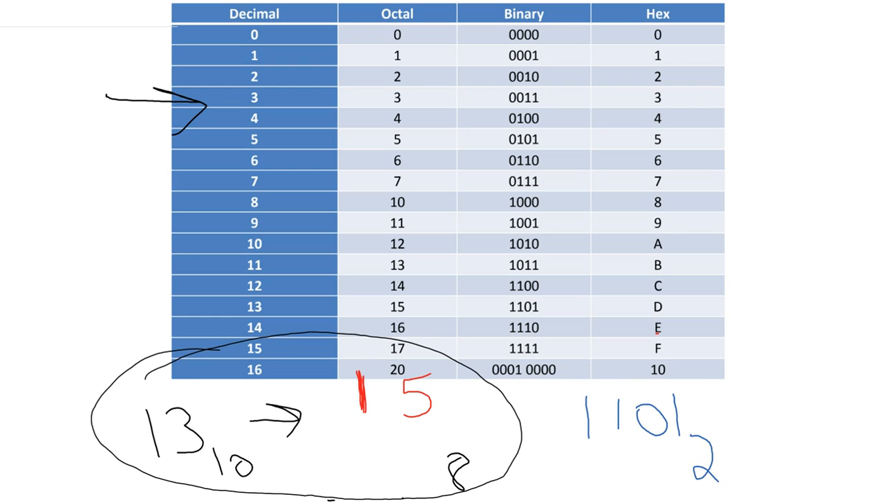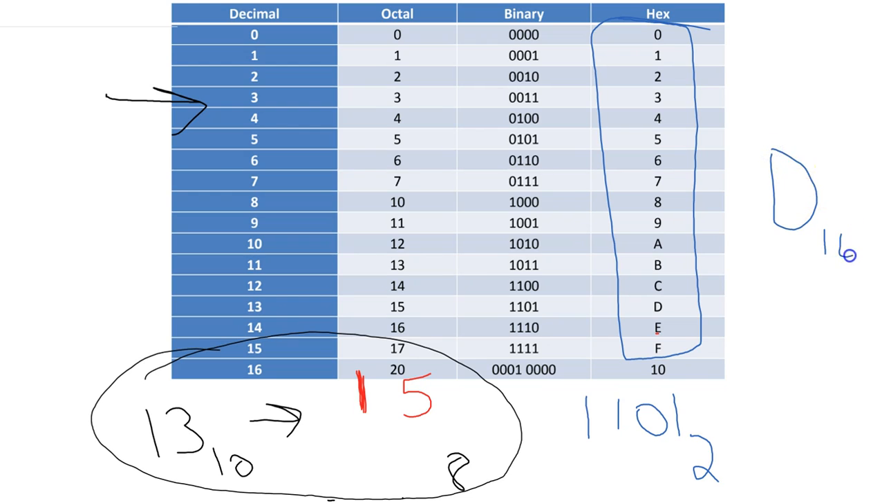And then the last one is hexadecimal. Really, hexadecimal up until 15 is pretty simple. So if we're looking at 13 hexadecimally, base 16, we just put D, and D represents 13.